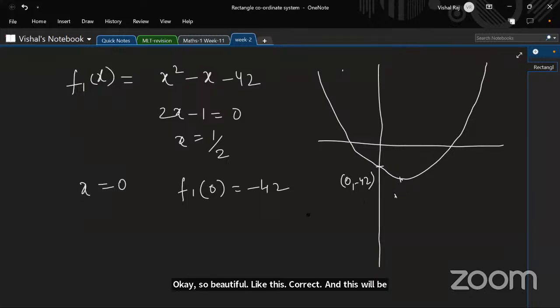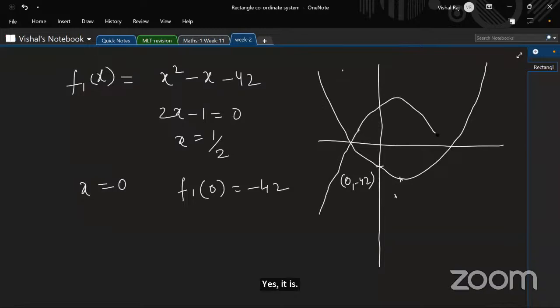And the other curve, f2, will be something like this, the reflection of that point (0, 42). So this straight line will be x equals half only. So this is your f1, this is your f2.